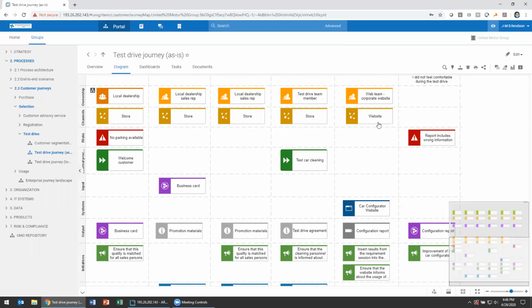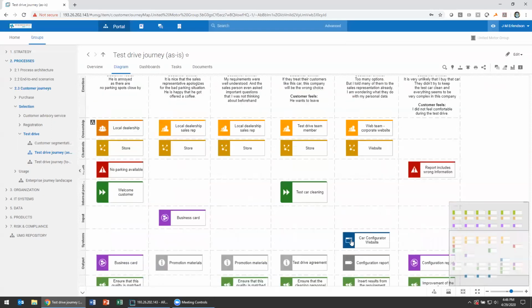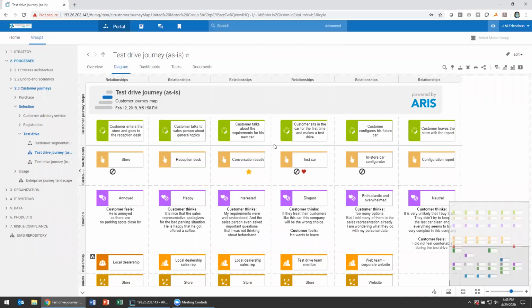We can also capture other things like tie in with risks, direct tie in with internal process steps, tie in with data, so like inputs and outputs, our systems like our car configurator website, as well as strategic initiatives we have that tie directly in with these customer steps, or KPIs that we're looking to measure on each of these customer journey steps. And all this stuff can be documented in Eris.